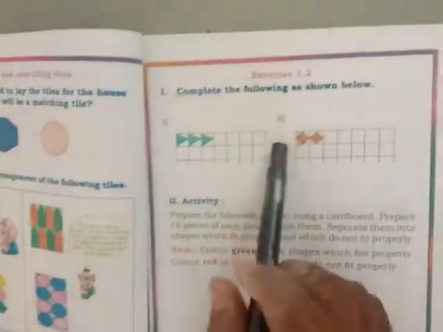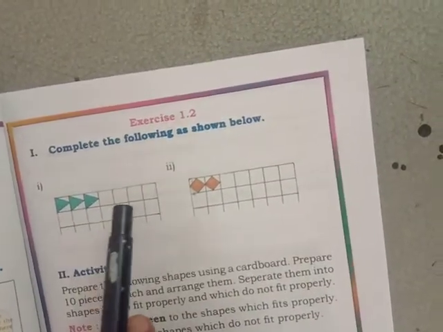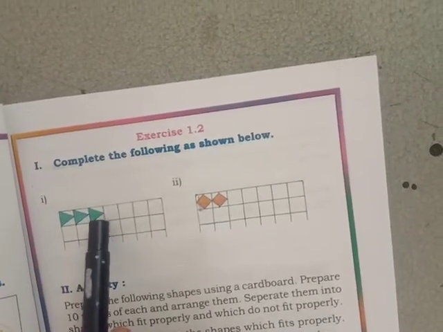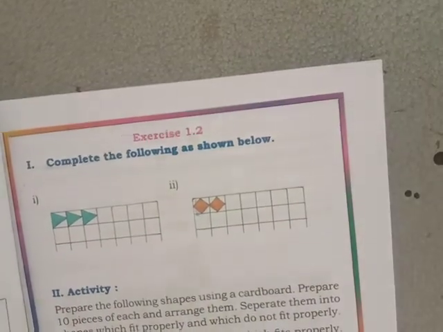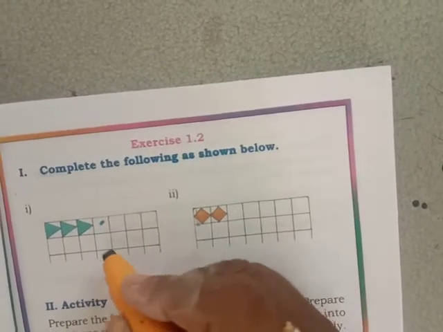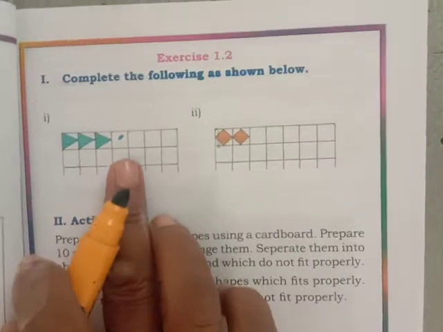Come to exercise 1.2. Complete the following as shown below. So here they already drew 3 tiles, here 2 tiles. If you have colors, you also try in your house in different colors. Draw the shape of these tiles and color them in your house.